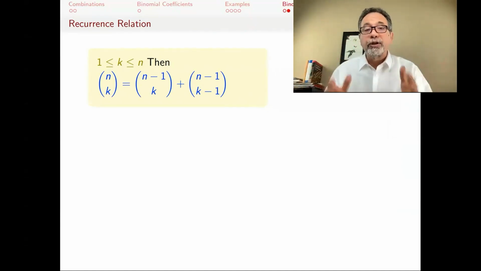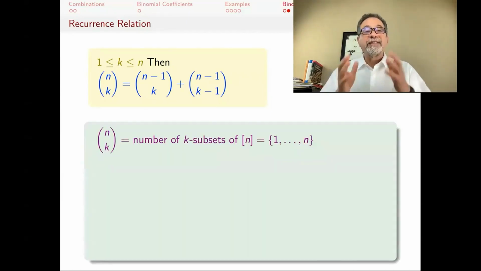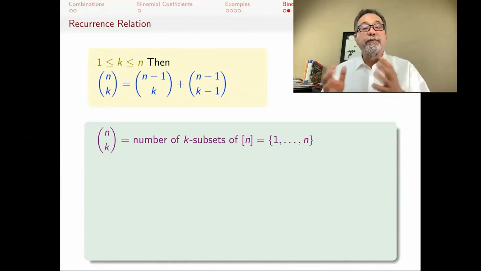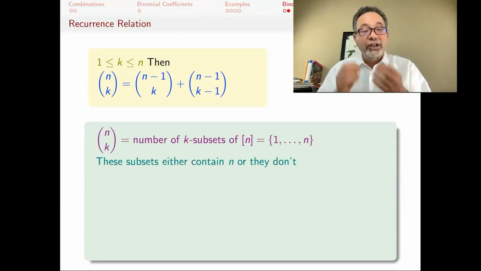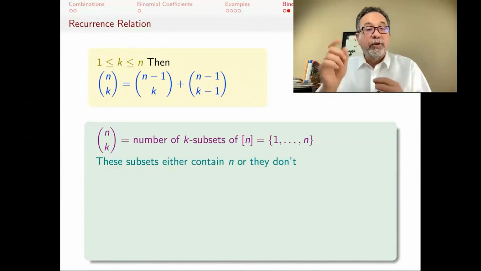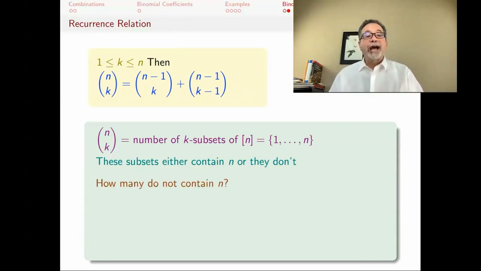We could use the formulas, but that's not elegant at all. So n choose k is the number of subsets of size k of 1 through n. These subsets come in two varieties. They either contain n or they don't. n is that last element in the set, and we're picking on it and saying that a subset either has it or doesn't. How many do not contain it?